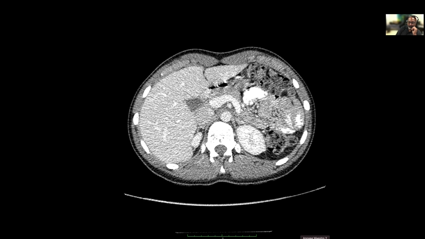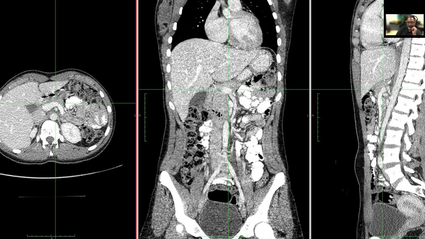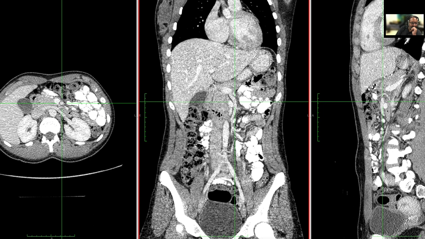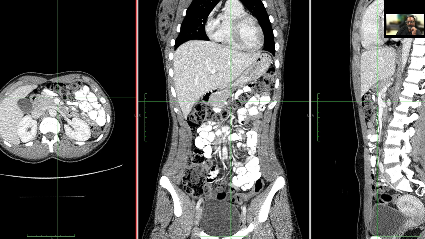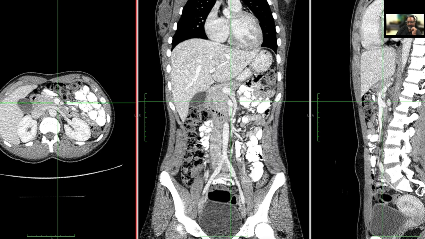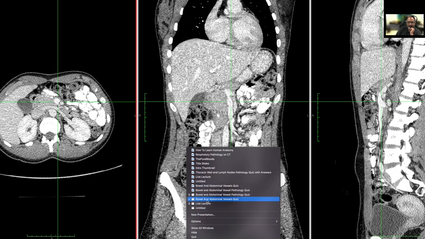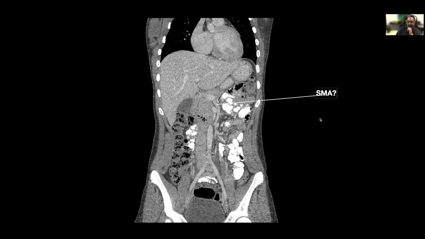Yep, here we are. So it was this structure, wasn't it? It's this structure here. Yep, that's the SMA. You're correct, because the SMV is this structure. There you go. So that's the SMV, and that's the SMA. And just behind, posteriorly, that, oh, anteriorly, actually, that's the SMV. So you are correct here. That is the SMA. So that is correct. No more question mark. Well done.